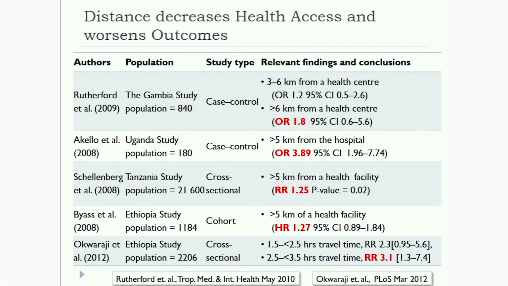And what you can see is that in every study, the odds ratio is in the positive direction. So the first study, for example, is from Gambia, and they studied 840 people. It was a case control study, and people who lived more than 6 kilometers from the health center had twice the risk of an adverse outcome as people who live closer. The study in Uganda showed about 4 times the risk, and the studies in Tanzania and Ethiopia showed smaller relative risks or hazard ratios, but it's always positive. So as your distance from a healthcare center increases, your outcomes worsen.